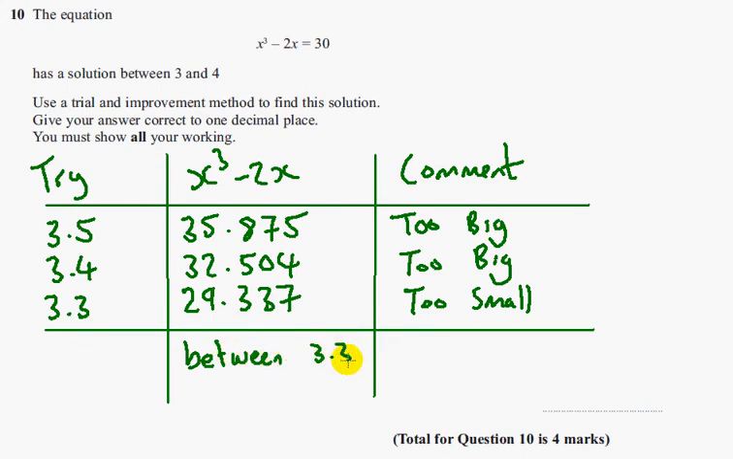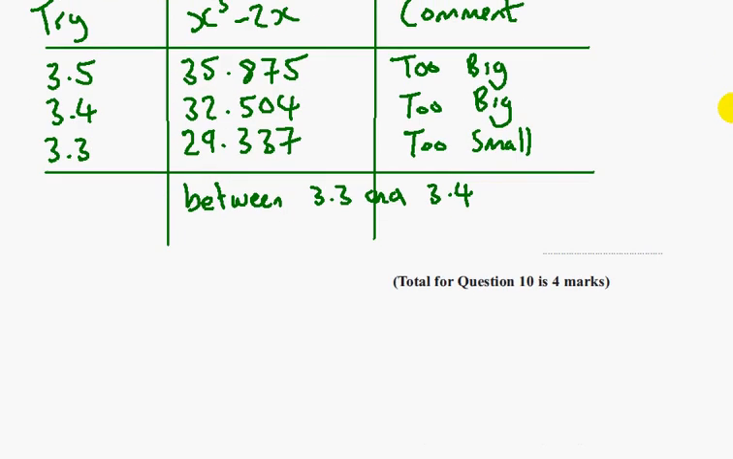3.3 and 3.4. The question says give your answer correct to one decimal place. So your answer is either 3.3 or 3.4. But which one's the correct answer? So we need to do one more trial and do it bang in the middle of those two values. So 3.35, and that gives us 30.895375. Now that is too big.